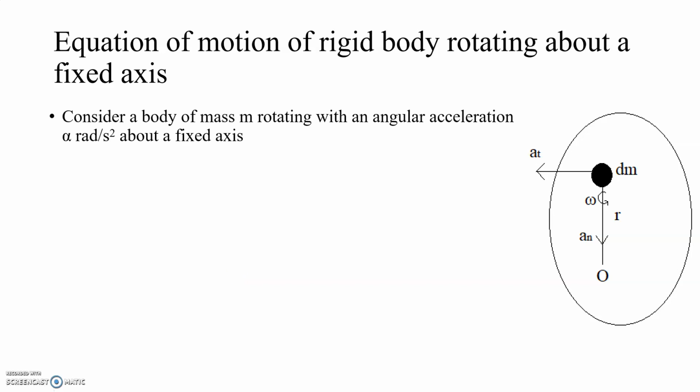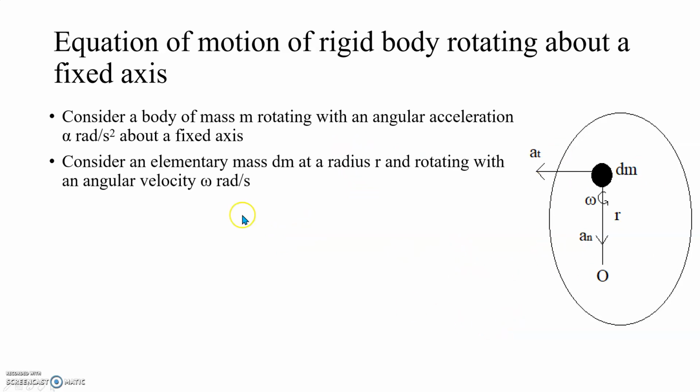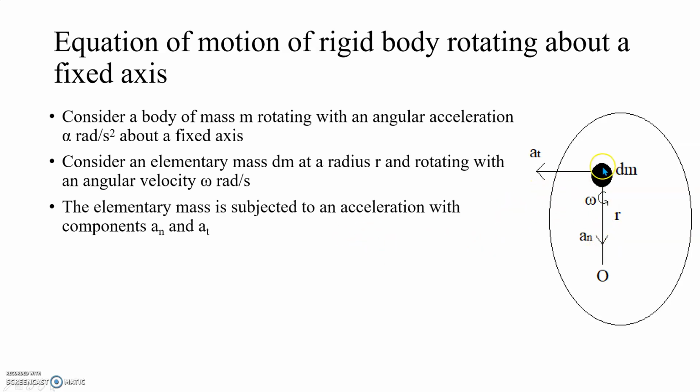Consider an arbitrary body with mass m rotating with an angular acceleration alpha radian per second square, as you can see in this diagram. Consider an elementary mass dm which is at a radius r from center O, rotating with an angular velocity omega radian per second. This elementary mass is subjected to acceleration whose components are at and an. An is the normal acceleration whose value is omega square r, which is equal to v square by r. This normal acceleration is otherwise known as centripetal acceleration or centrifugal acceleration.